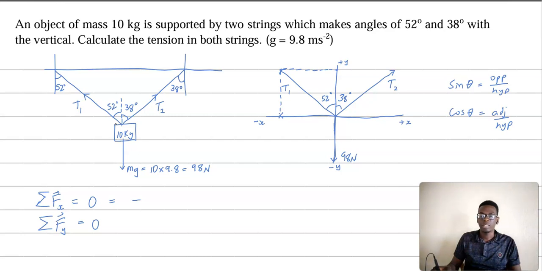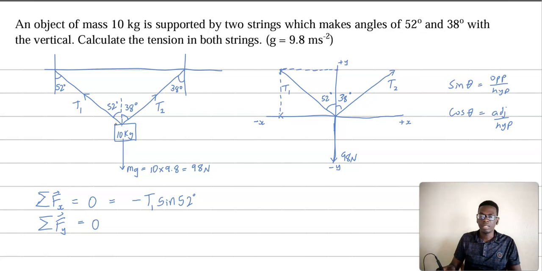We have gone over this in the previous class. This is just a brief reminder. So the opposite is hypotenuse times sine theta. Hypotenuse is T1, the magnitude of T1, sine, and the angle in question is 52 degrees.